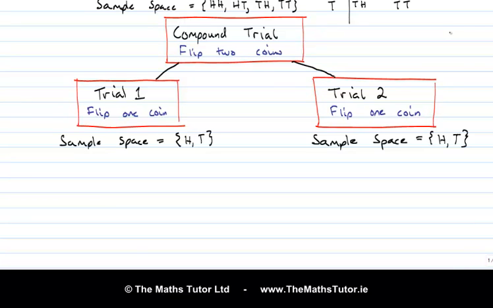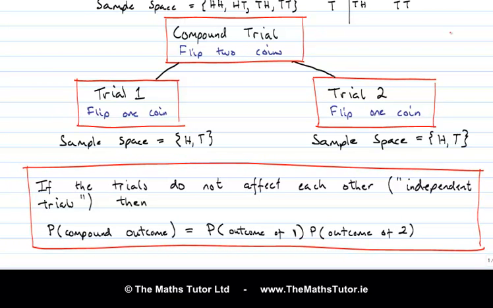In this example, the two trials do not affect each other. Flipping one coin will have no effect on what happens when we flip another coin. So we say that the trials are independent. And in the case where the two trials are independent, we have the following fundamental fact about compound outcomes. The probability of the compound outcome is the probability of the outcome of trial 1 times the probability of the outcome of trial 2. This is a very important fact, and it only works if the trials are independent.